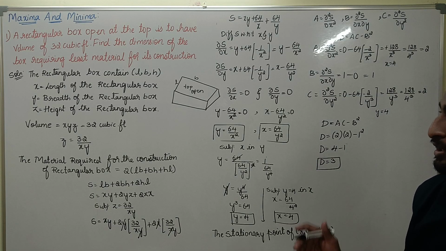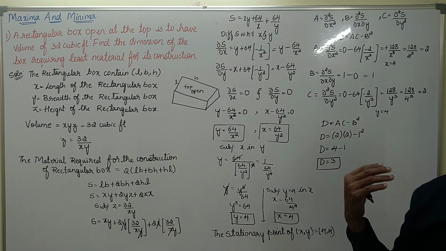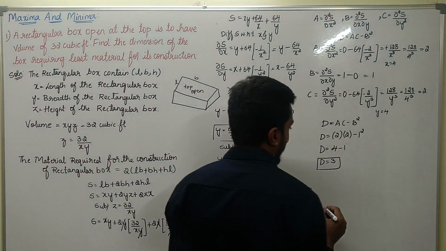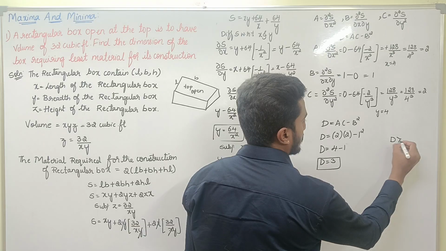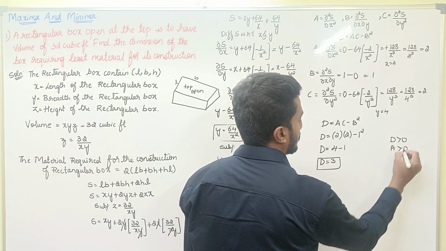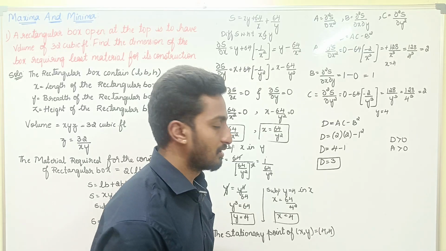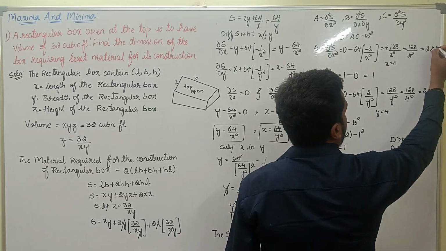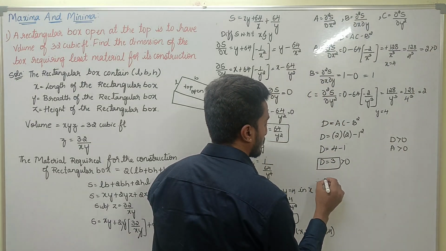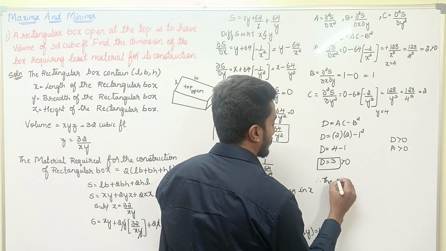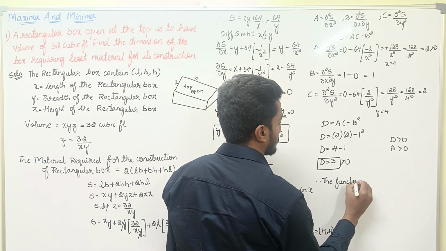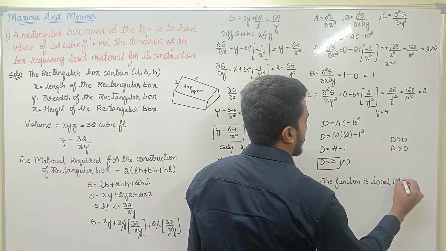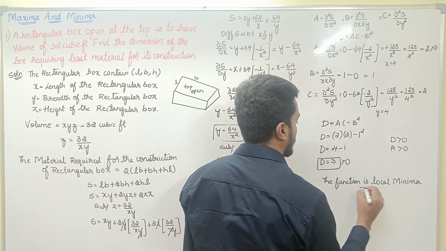Now we need to conclude whether the given function has locally minima or locally maxima. To find that, we have the condition: if D greater than 0 and A greater than 0, we call it locally minima. Now let us check. Since D is greater than 0 and A is also greater than 0, therefore the function has a local minimum. This is the conclusion.